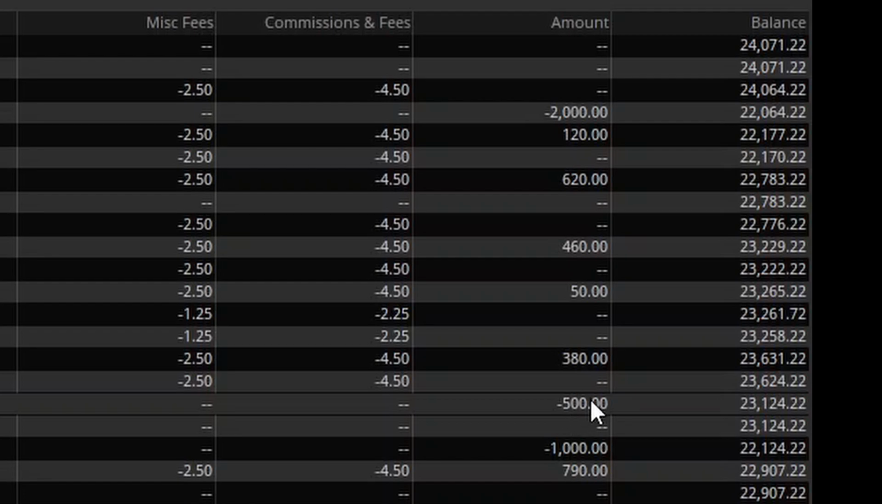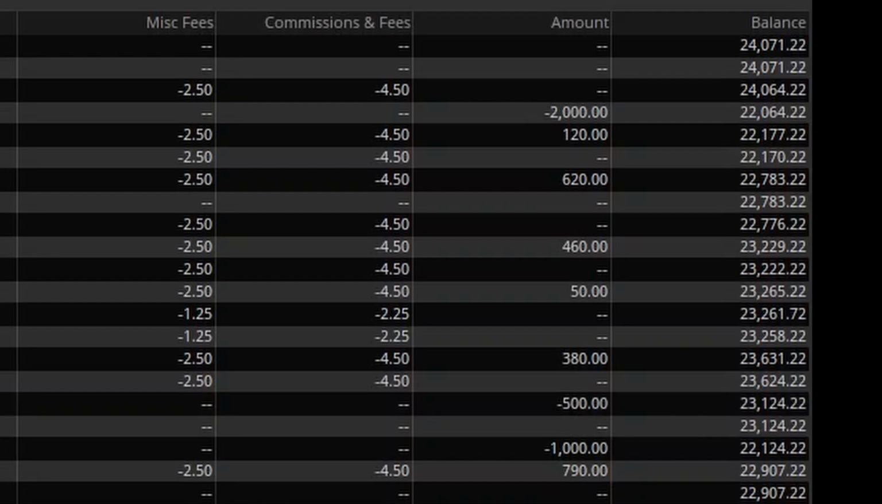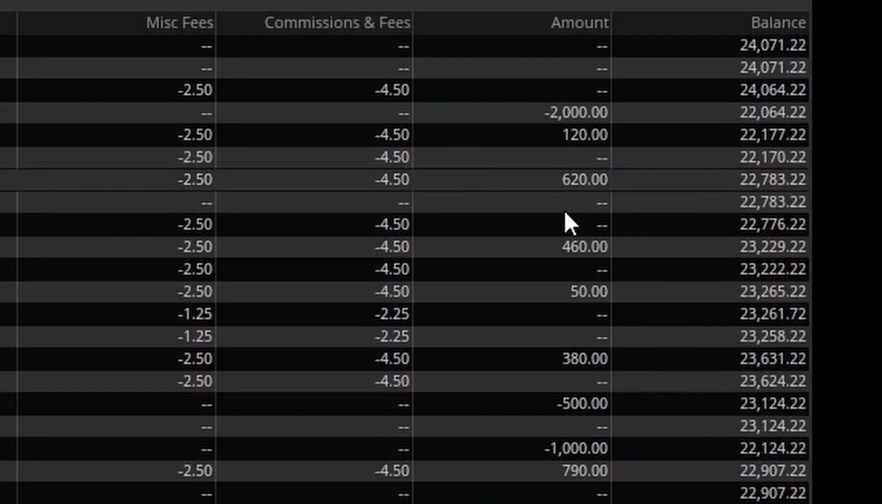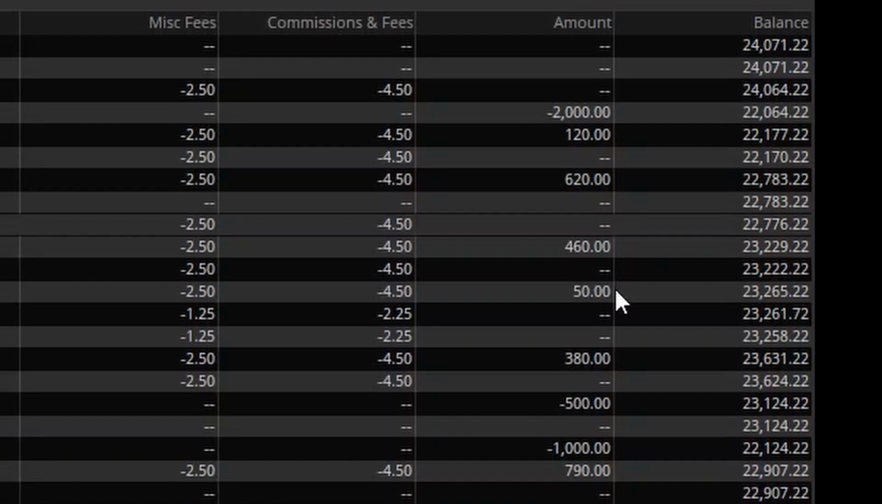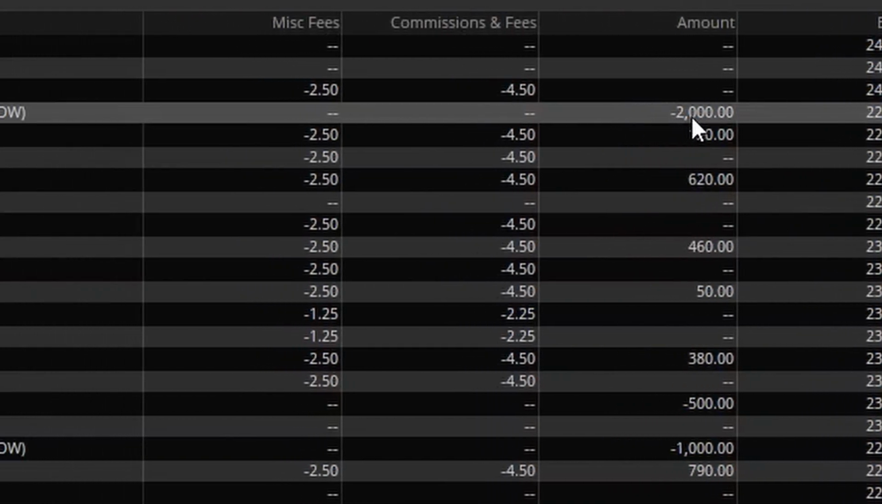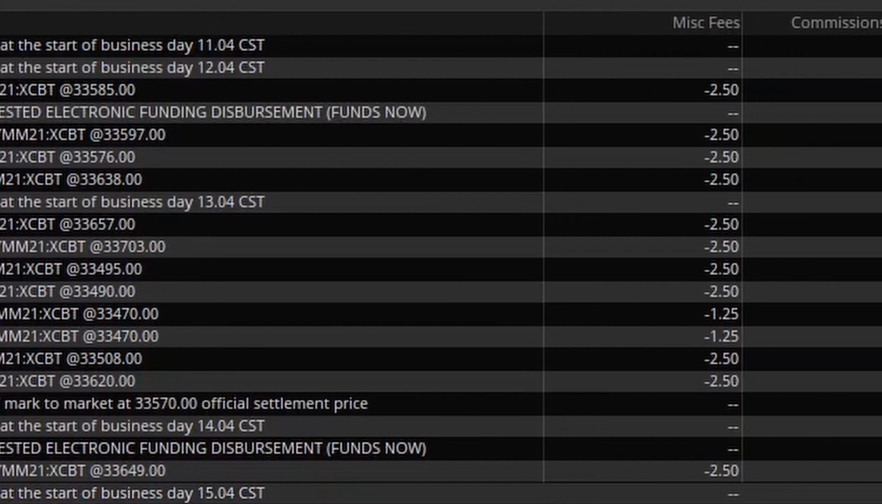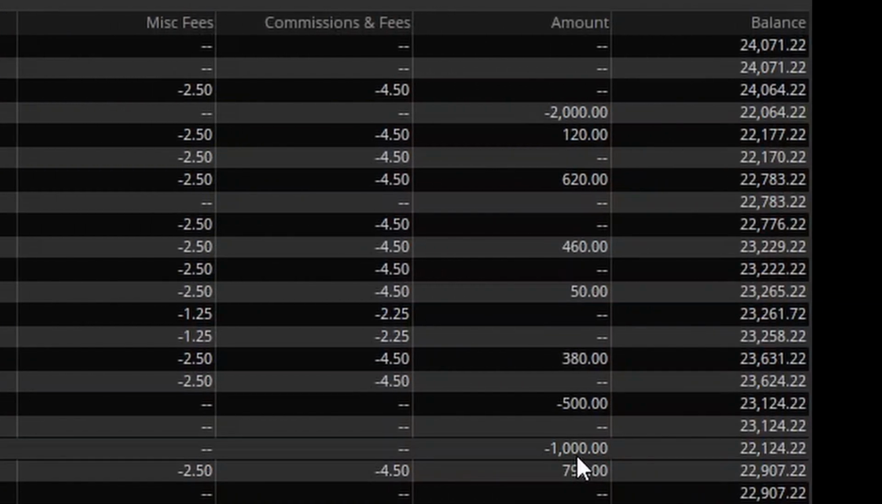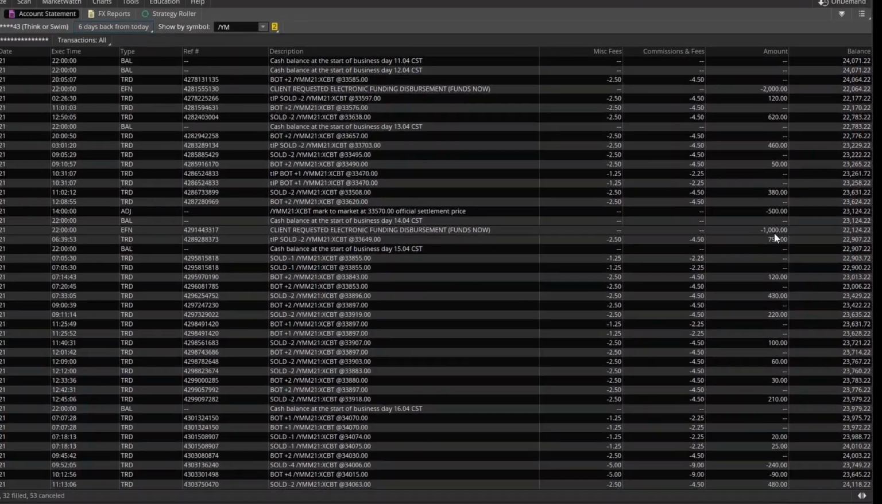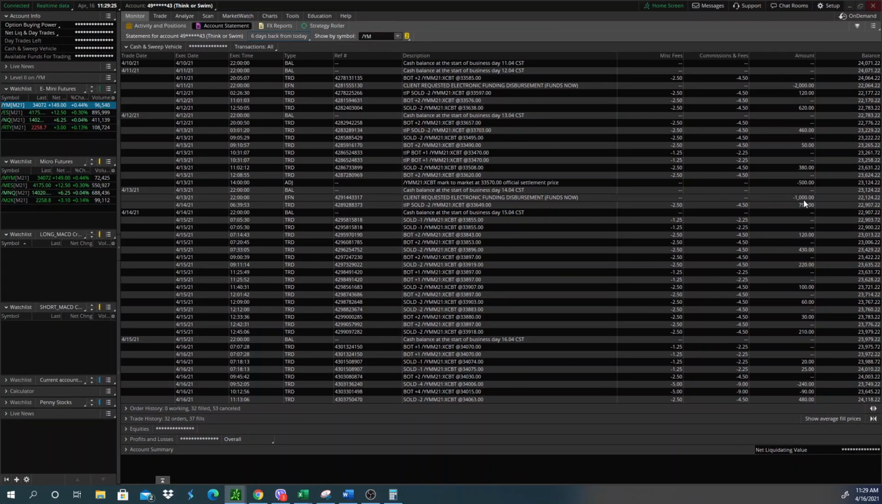$500. And basically our biggest gain was $620 from one of our trades on Monday. So that was a great way to start the week itself. And as you can tell, I do have a negative 2,000 here, which is a withdrawal, and another negative 1,000 here, which is another withdrawal. So I did 2 withdrawals this week for a total of $3,000.